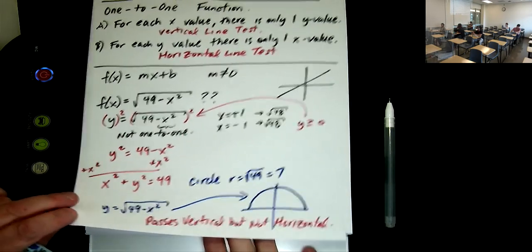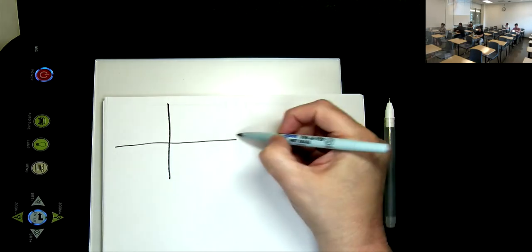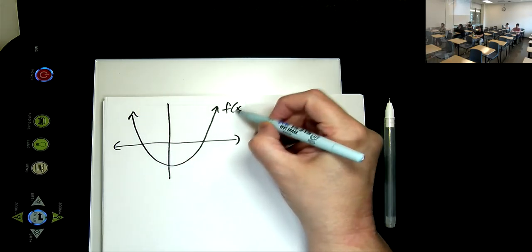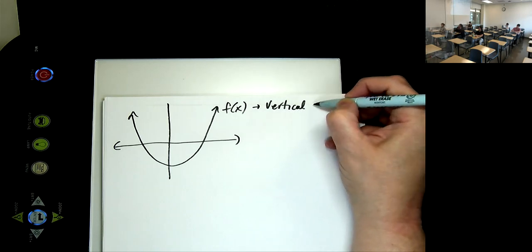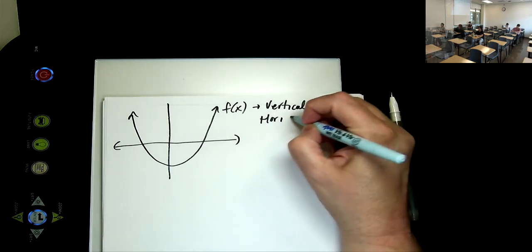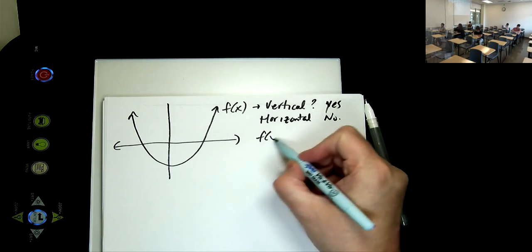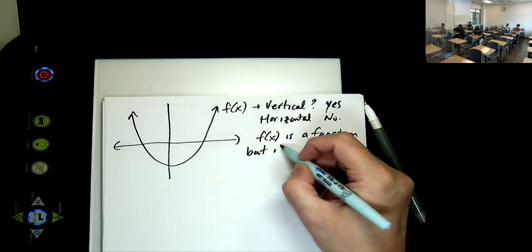Everybody ready? So, does that function pass the vertical test? Yeah, I saw it had, yes. Does it pass the horizontal test? No. So in this case, f of x is a function, but it is not a one-to-one function.